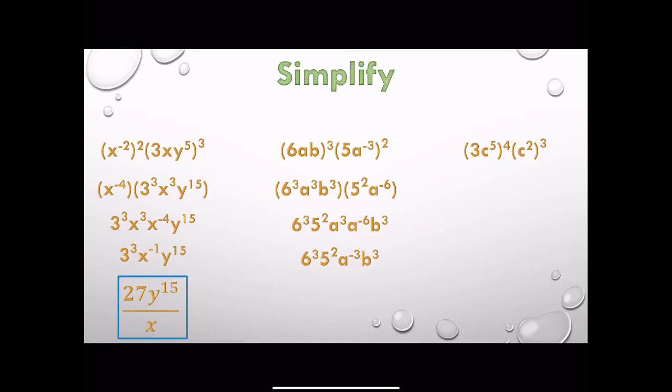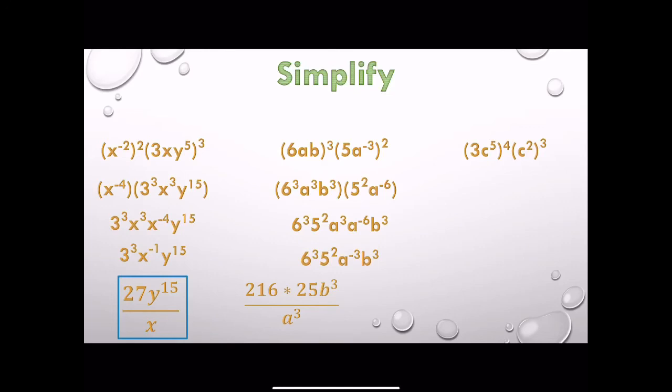Now I'm going to look. I can cube the 6, and I can square the 5, and I can make that A positive. So 6 cubed means 6 times 6 times 6. 5 squared means 5 times 5. My B cubed, he's going to hang out there on the top. He has nothing to combine with, but I moved my A cubed to the bottom.